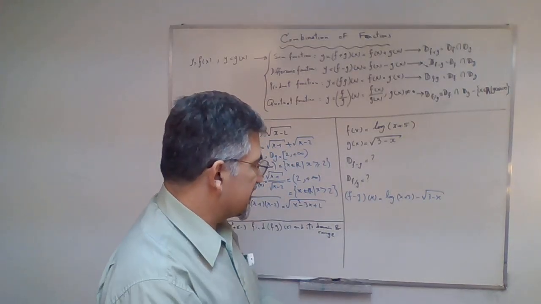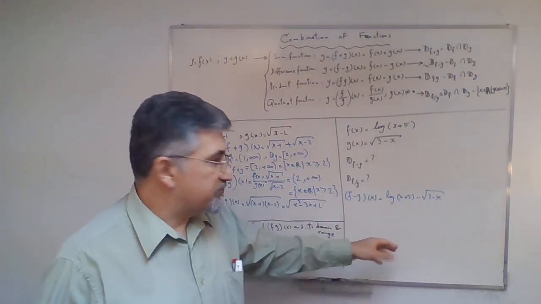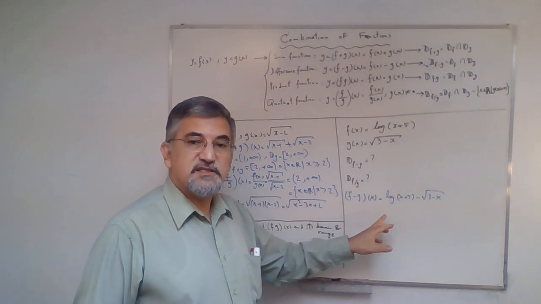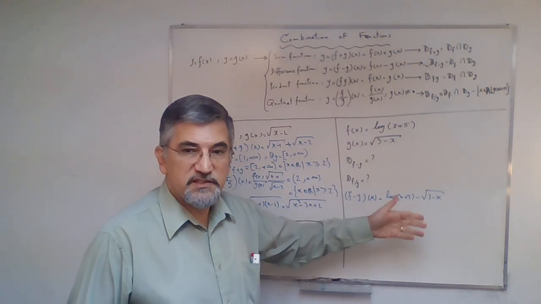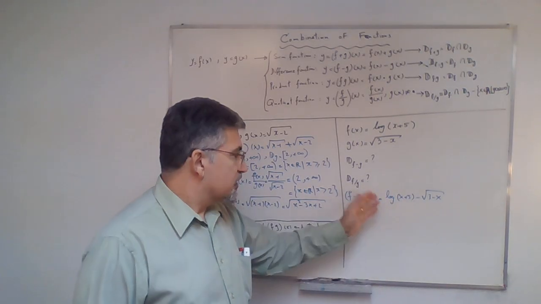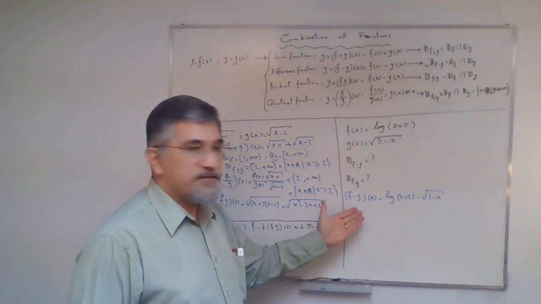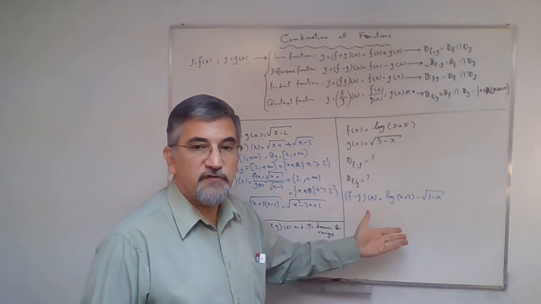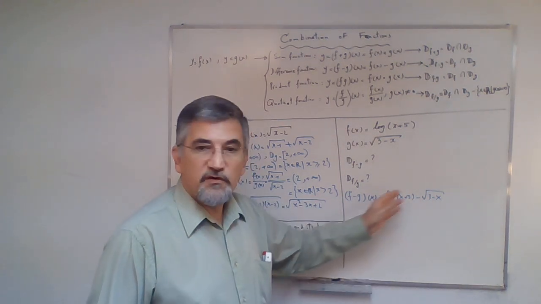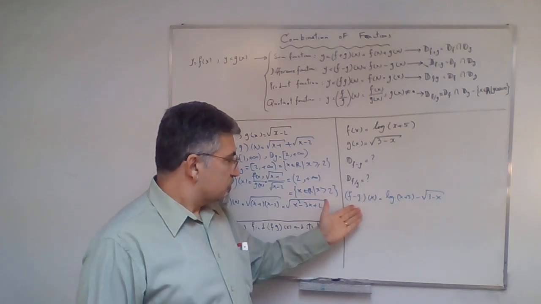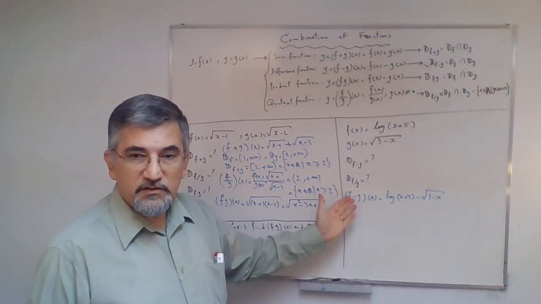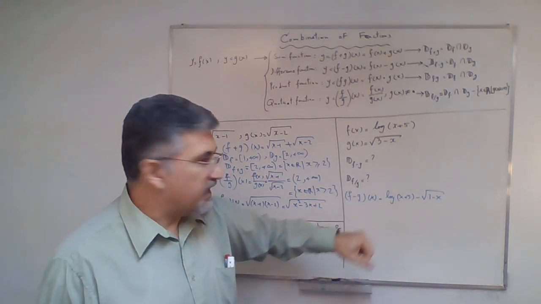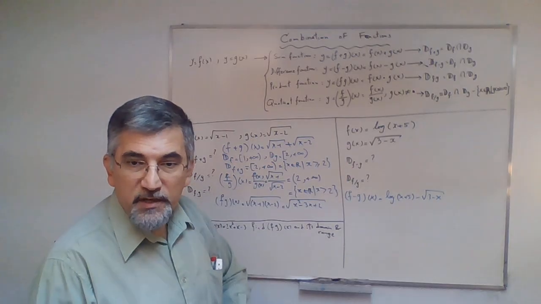If I say this is a logarithmic function, I cannot say that because of the square root part. And if I say this is a square root function, again, I cannot say that because of the logarithmic part. So this is actually the combination of two functions. What kind of functions? Square root function and logarithmic function. So this is the equation of the difference function, f minus g of x. But they're asking for the domain of that.